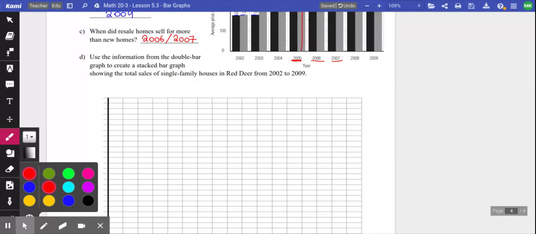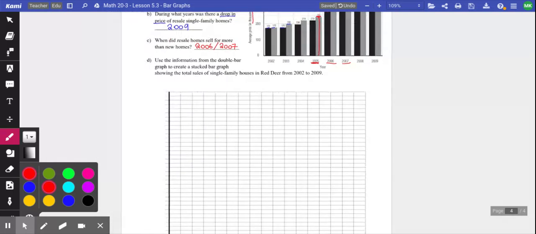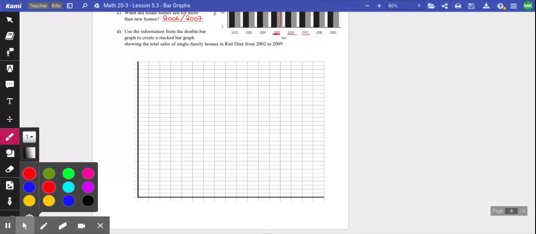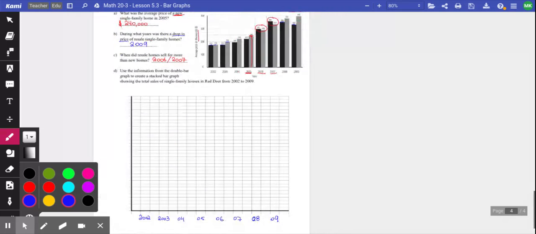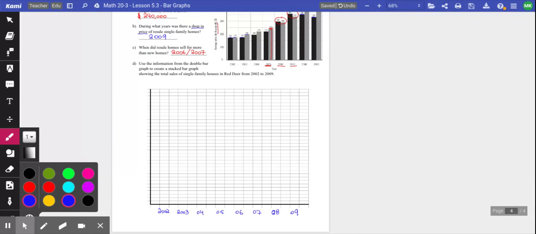All right, use the information above from the double bar graph to create a stacked bar graph showing the total sales for single-family homes. So if we wanted to do a stacked bar graph, what we're going to do is we're going to write out our years down here. We'll do 2002 right here. Then 2003, 2004, 2005, 2006, 2007, 2008, and 2009. To do a stacked bar graph means you're going to add the values on top of each other.